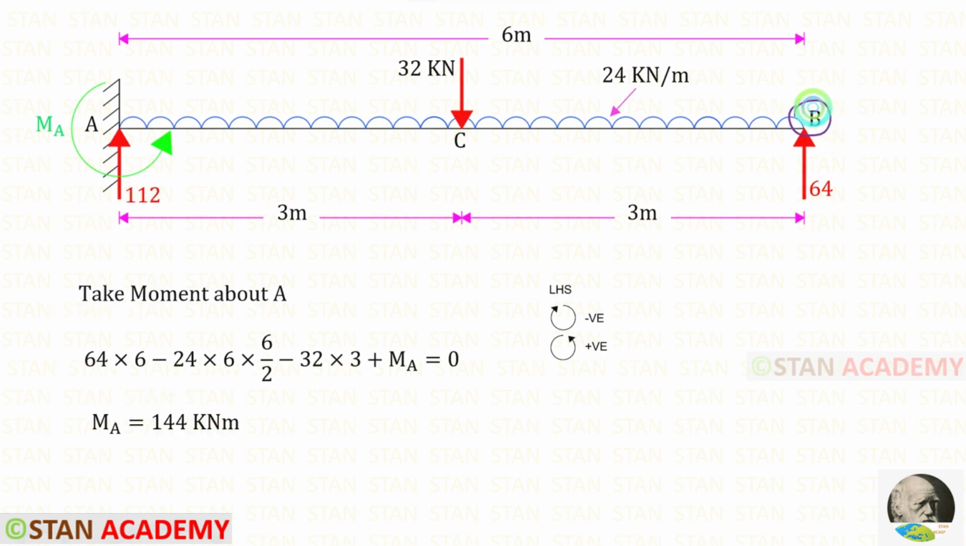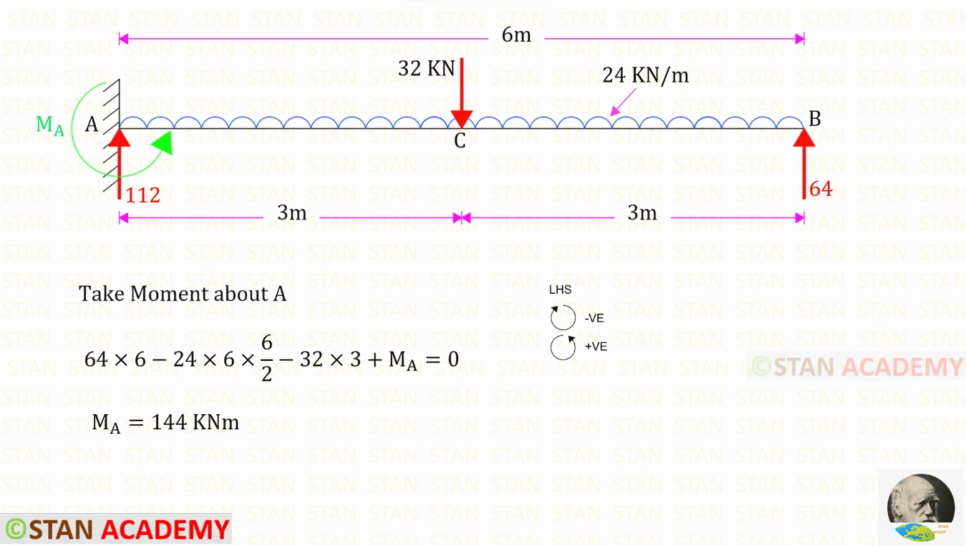Now let us take moments about the point A and find MA. RB is acting in the anticlockwise direction, so it will be positive and the distance is 6. The uniformly distributed load is acting in the clockwise direction, so it will be negative. With the UDL we have to multiply the distance and then the distance by 2. The point load is also acting in the clockwise direction, so it is also negative and the distance is 3.